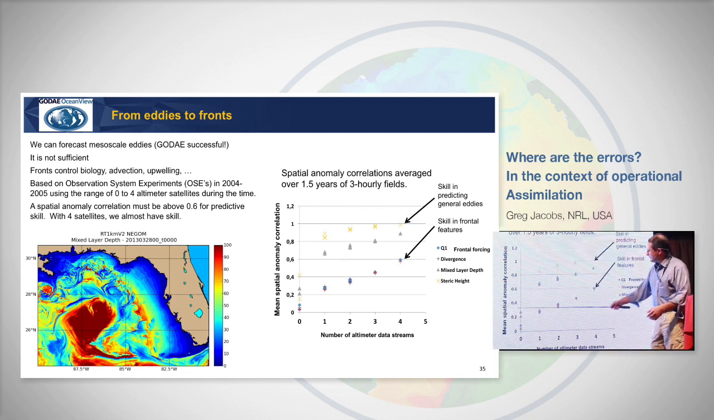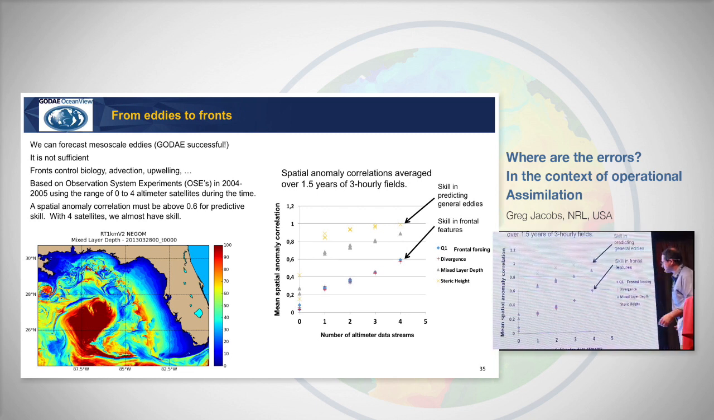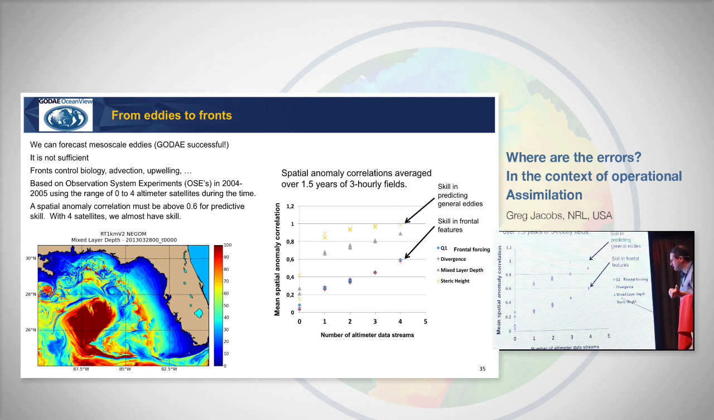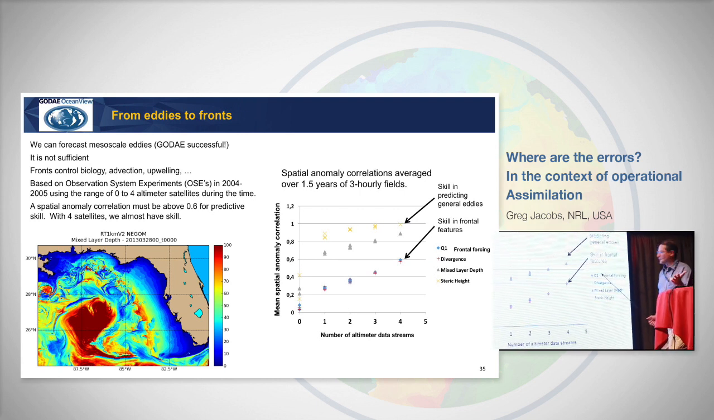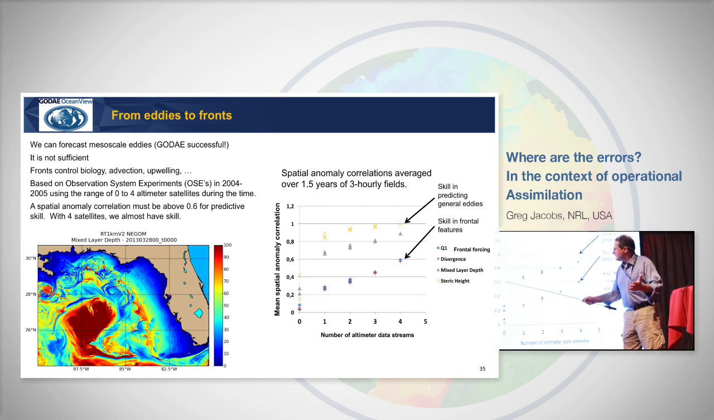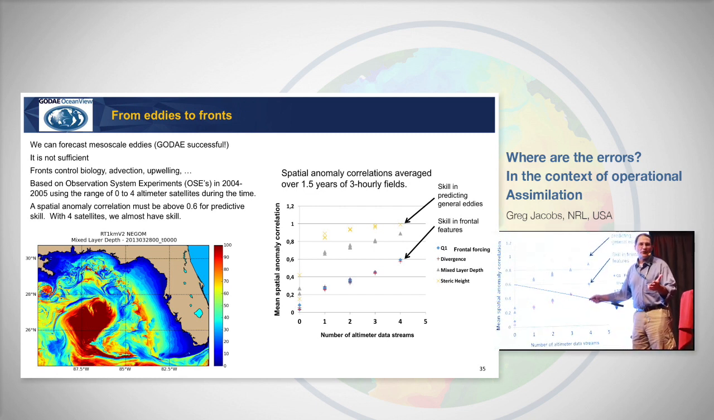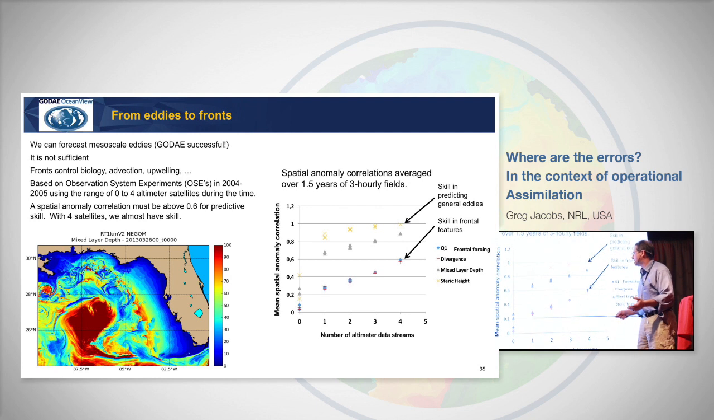So with no altimeter data, you get spatial anomaly of these different properties from steric height, mixed layer depth, surface divergence, and Q1, which is the omega equation forcing that we saw last week. That's the frontal forcing. Basically, you need an anomaly correlation better than 0.6 to claim to have skill. So no altimeter data, no skill in anything. Okay, we can save computer time and stop whining about computers if we don't have altimeter data.